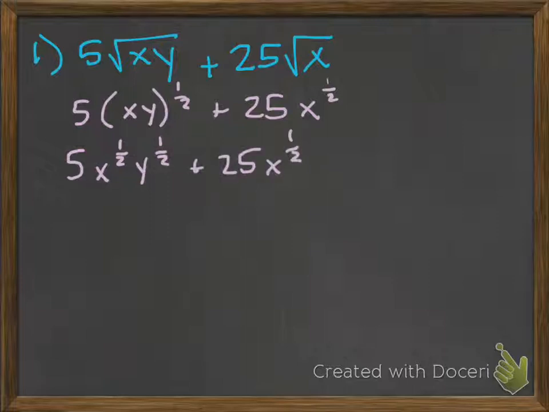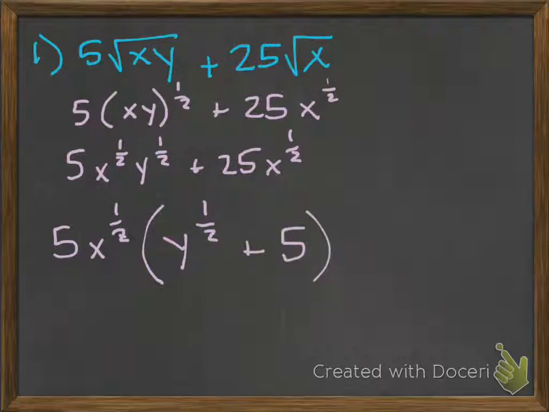And now, based on your multiple choice, it looks like they pulled something out and then you're left with a binomial. So what they took out is a GCF. So we need to figure out what is the greatest common factor between the two. So numerical wise, they both have a 5 in common. Variable, they both have x to the 1/2 power in common. So if I took 5x to the 1/2 out, I'm left with y to the 1/2 plus 5. So looking at your multiple choice, letter D would be your option that you would select.